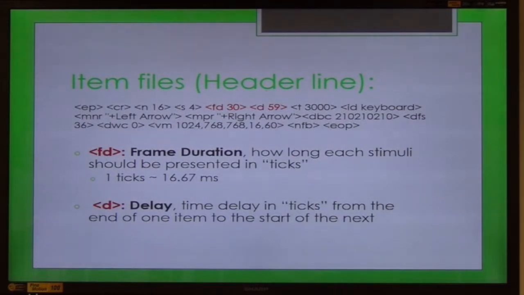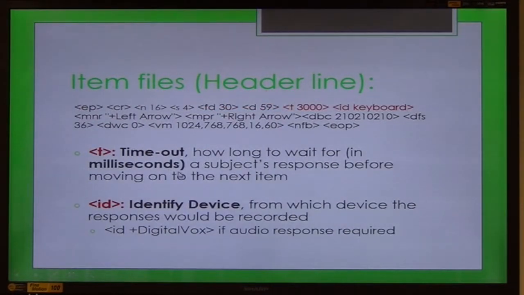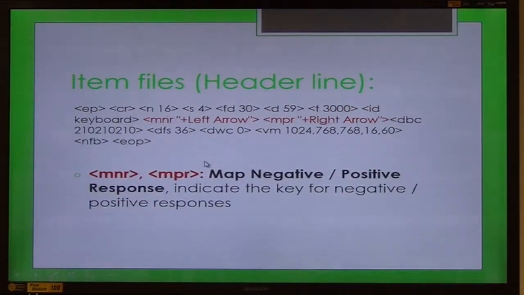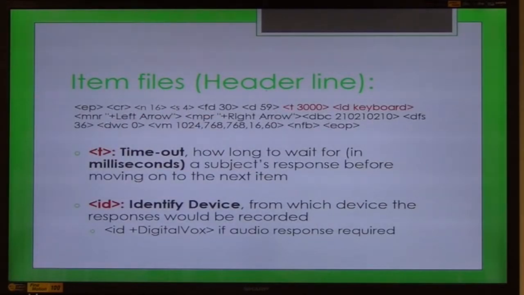For example, in general, you want a frame duration of say 30 ticks, but if you want one of the trials to be 50 ticks, then you do that in the item line. T is timeout. But this time, remember, it is in milliseconds, not ticks. Don't ask me why, but this is the setting. T, timeout, is the time that you will allow a subject to respond. For example, you want a subject to respond to your word with a keyboard, and if that subject doesn't respond in, for example, 3000 milliseconds, that picture or the word will disappear. So this is the timeout time.